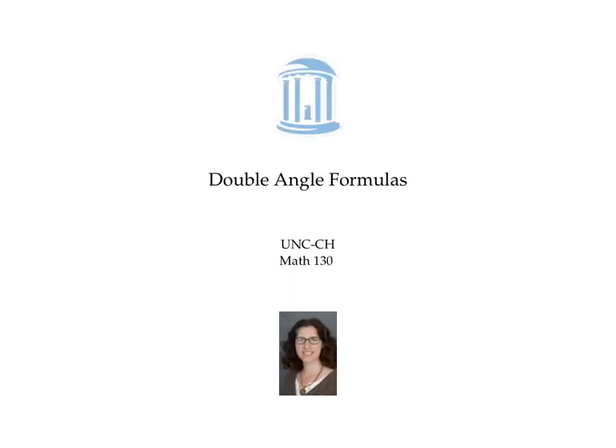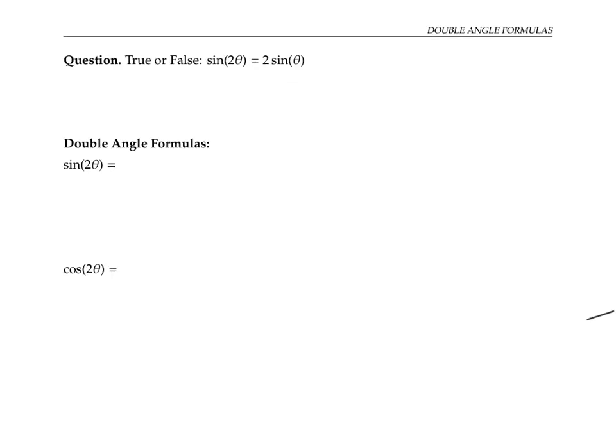This video gives formulas for sine of 2 theta and cosine of 2 theta. Please pause the video for a moment and see if you think this equation, sine of 2 theta equals 2 sine theta, is true or false. Remember that true means always true for all values of theta, where false means sometimes or always false. This equation is false because it's not true for all values of theta.